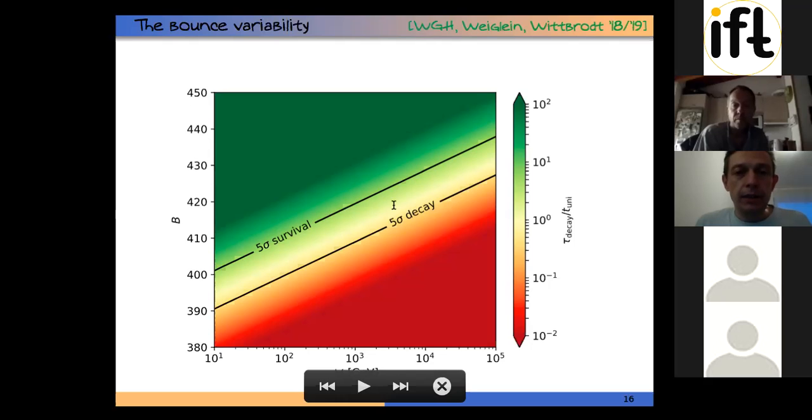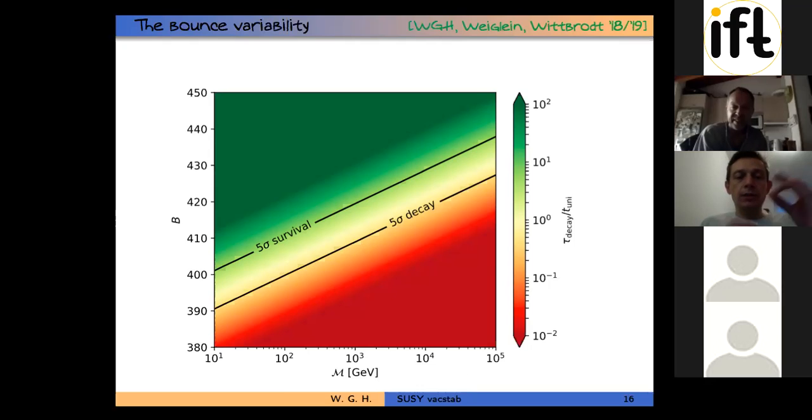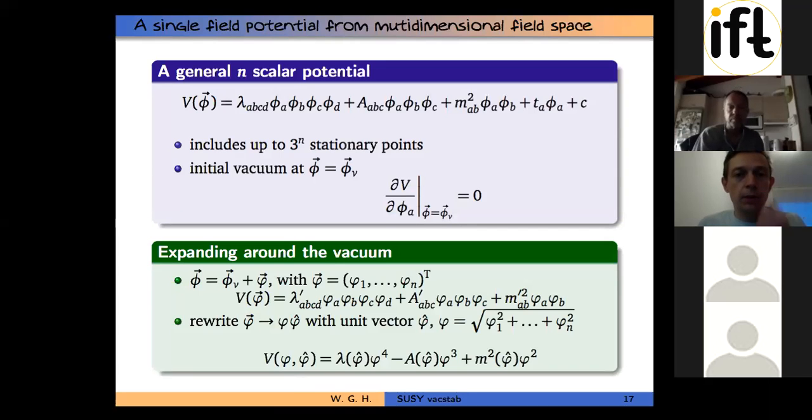And later we will consider this band between 390 and somehow 440 in the bounce action as an error estimate on the transition between long-lived and short-lived vacua. So this will be also important, or not so much important, but at least interesting later to understand the boundary between short and long.